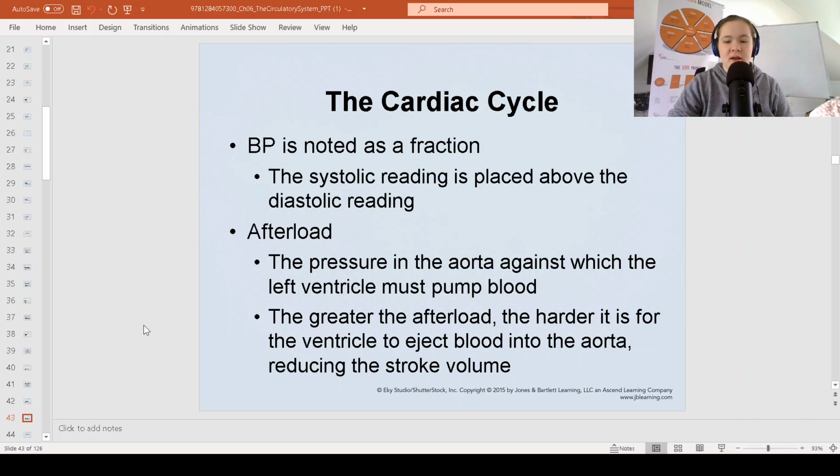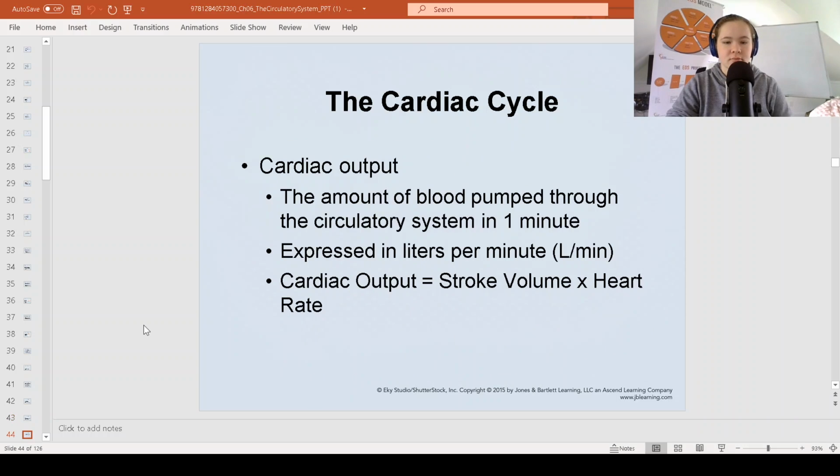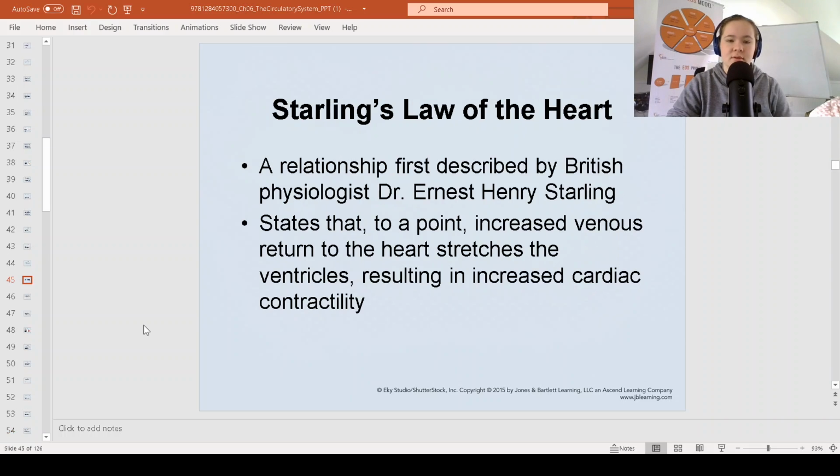Afterload is the pressure in the aorta against which the left ventricle must pump blood. The greater the afterload, the harder it is for the ventricle to eject blood into the aorta, which reduces the stroke volume. Cardiac output is the amount of blood pumped through the circulatory system in 1 minute. This is expressed in liters per minute. Cardiac output is equal to the stroke volume times the heart rate.